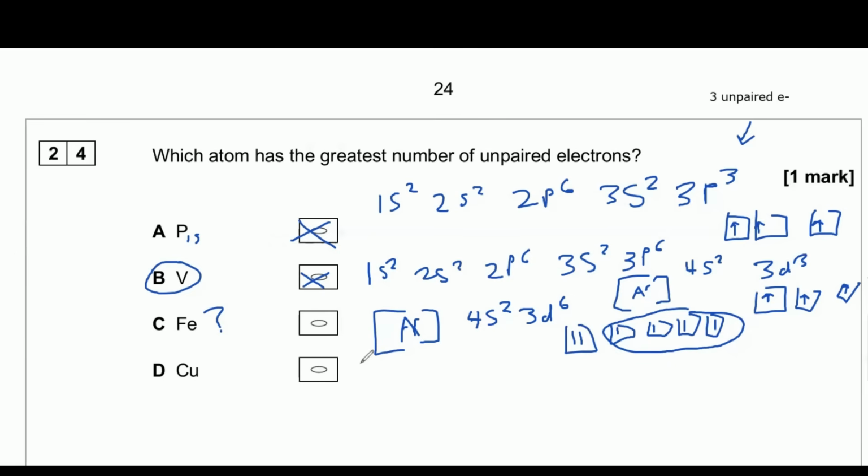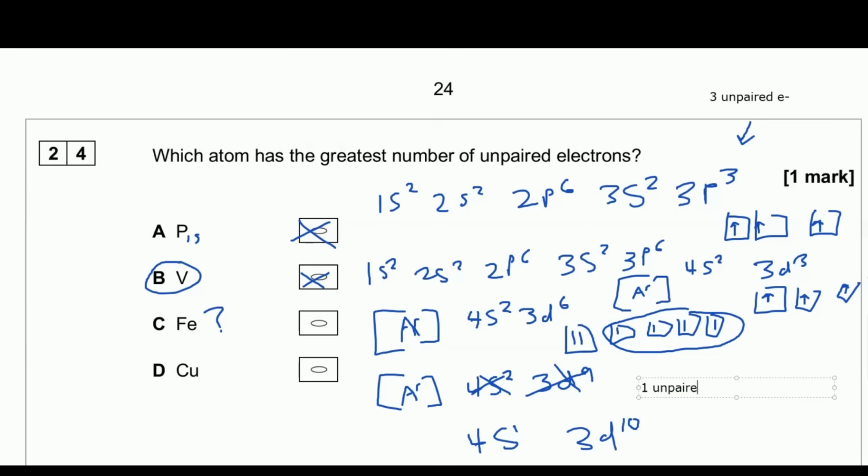Copper now has 29 electrons because its atomic number is 29. So I'm going to write the argon shorthand. So it's going to have 4s2 3d9. However, it does this funky thing where it's better to not have a partially filled 3d subshell. So it has a full 3d subshell and a half filled 4s subshell. So there's only 1 unpaired electron for copper. And that means that iron is our answer with 4 unpaired electrons.